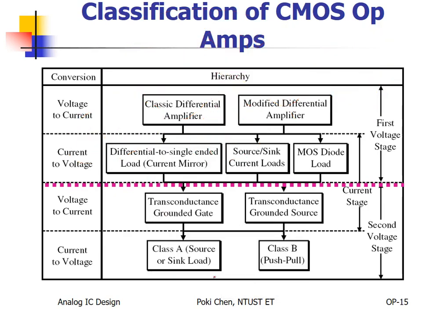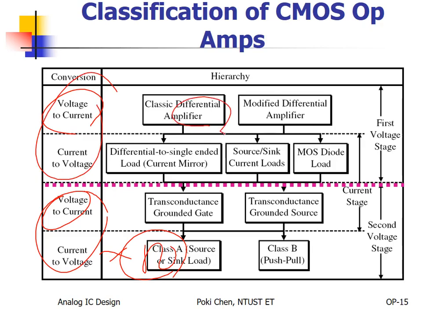Similar situation for the second stage. Again, we convert the input voltage into output current and then by RO to create the output voltage. GMRO, that is always the concept. But how to convert the voltage into current? Anyway, for the first stage, usually we have such kind of differential amplifier. Never mind, that is the classic one or modified one. And then how to convert the current into voltage, into output voltage?